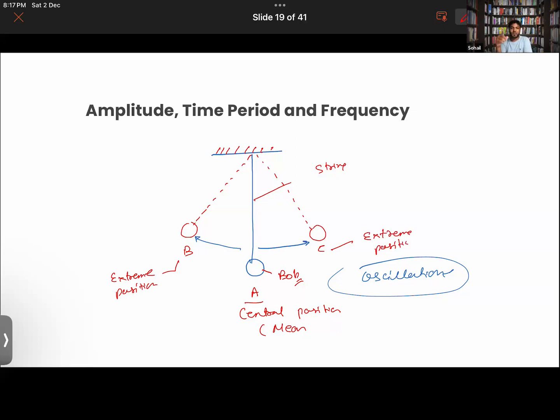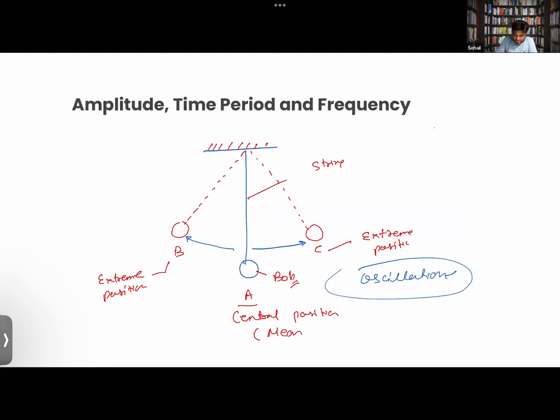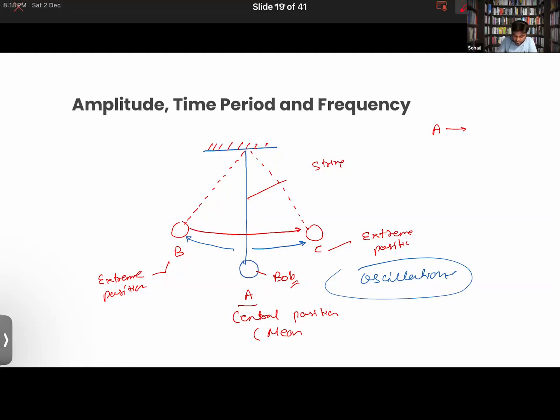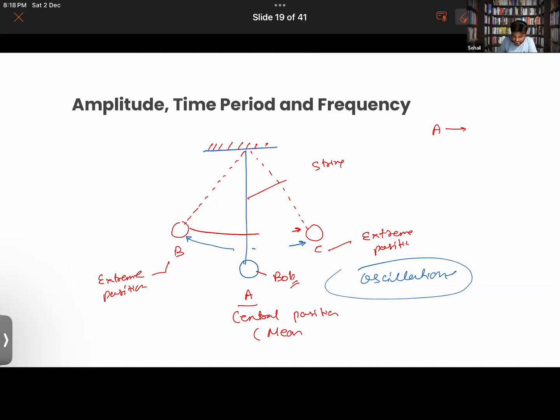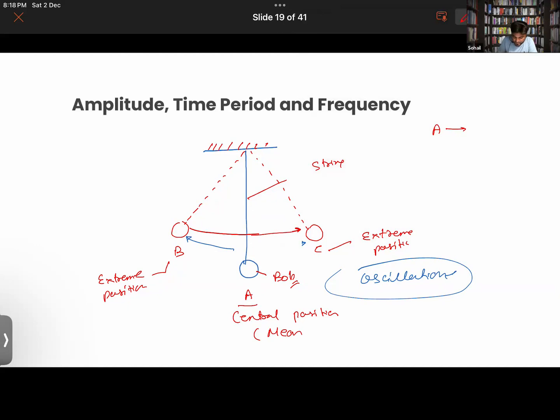So we have pushed the bob. It will move to the extreme position B first, then go to the extreme position C, and then come back to the central position A. So to and fro movement, right? Understand it like this: A to B, then B to C, and from C it will return back to A.